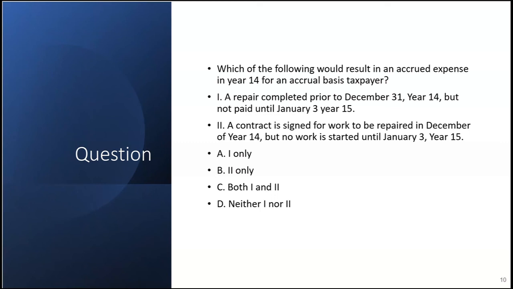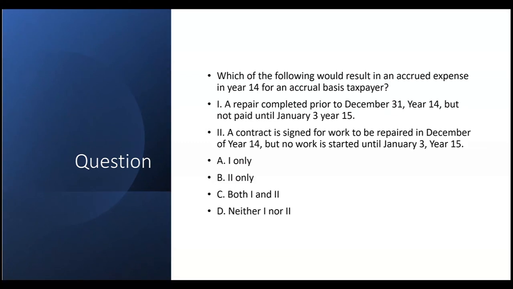How about one? A repair completed prior to December 31st, year 14, but not paid until January 3rd, year 15. Number two, a contract is signed for work to be repaired in December of year 14, but no work is started until January 3rd, year 15. What do you think the answer is?